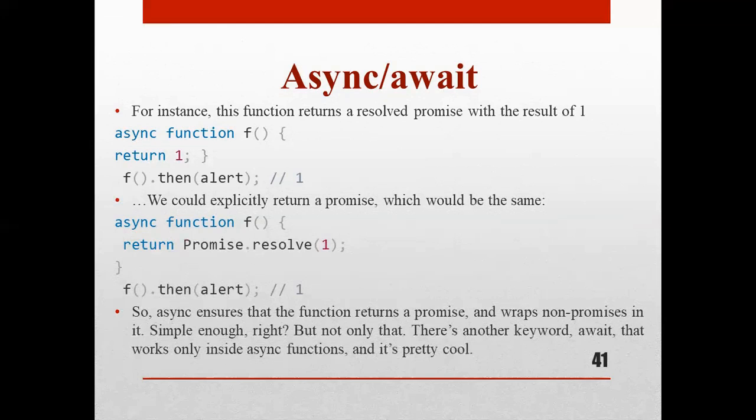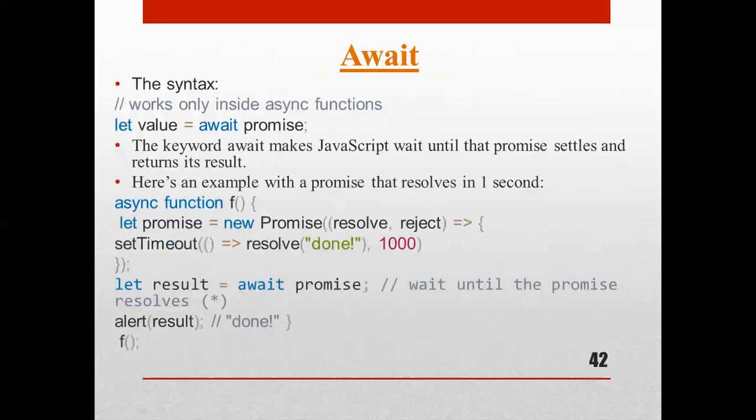Then it is simple enough, but it is not only that. There is another keyword, await, that works only inside the async function. That async function returns a promise, and non-promises are wrapped into it. Then there is another keyword, await, that works only inside that async function. So we will see the await keyword here.